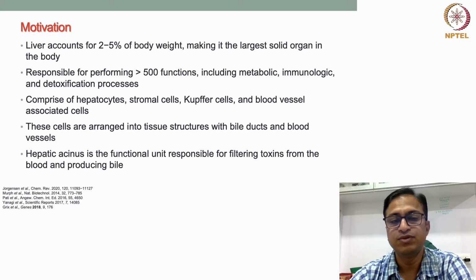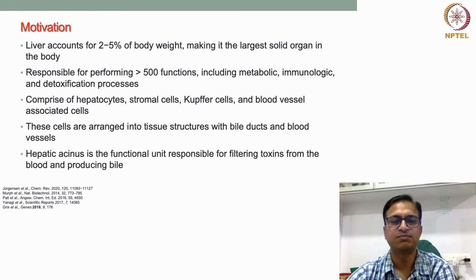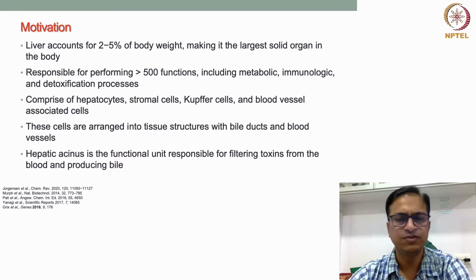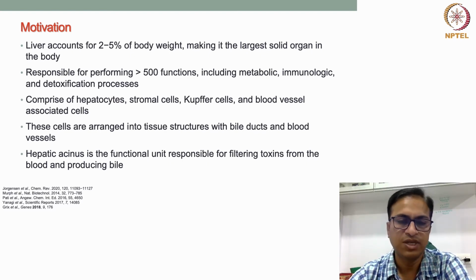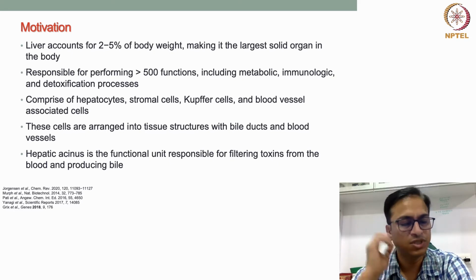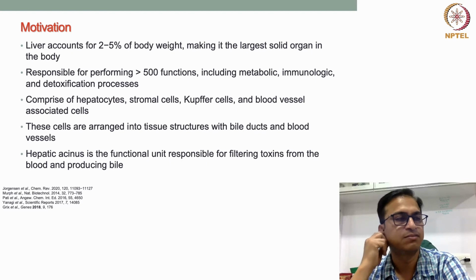If you see the liver tissue, it comprises mainly hepatocytes, stromal cells, Kupffer cells, and blood vessel associated cells. So different types of cells are present in the liver tissue. For bioprinting, we need to understand what the different cell types are and how they are arranged in the liver tissue. And these cells are arranged into tissue structures with bile ducts and blood vessels.